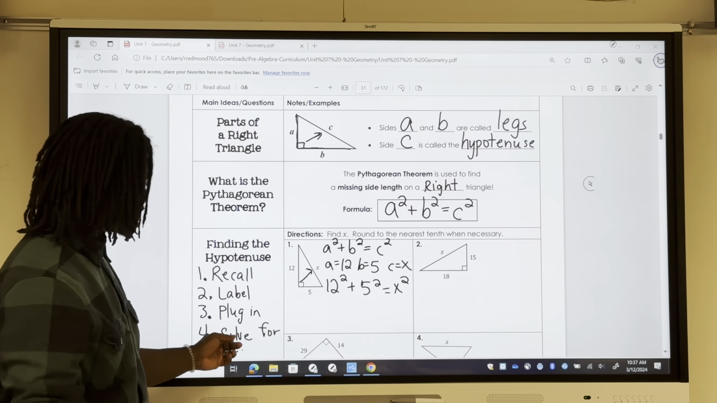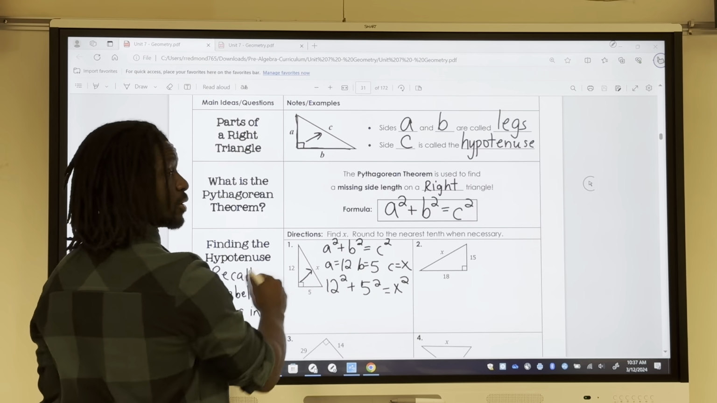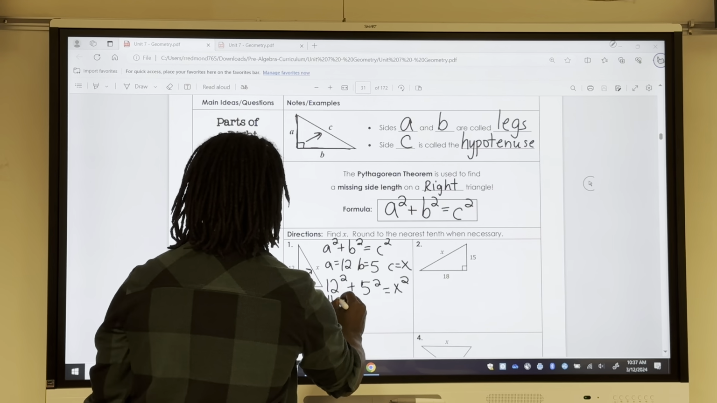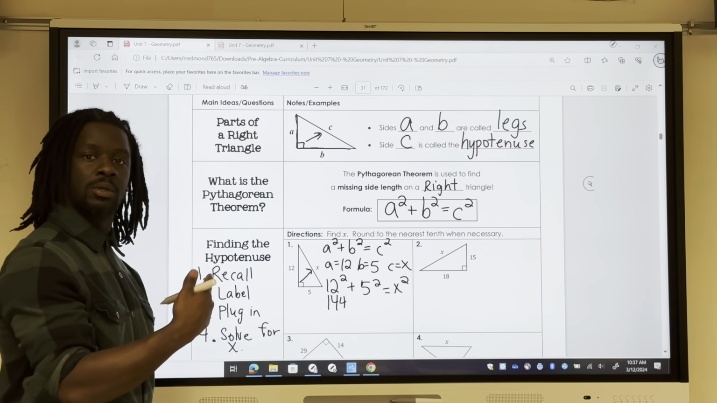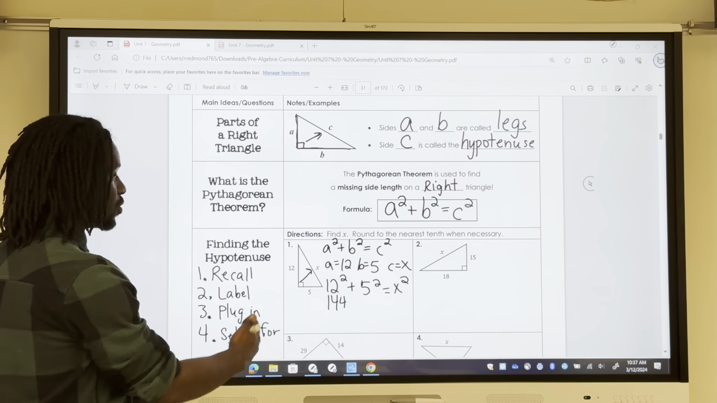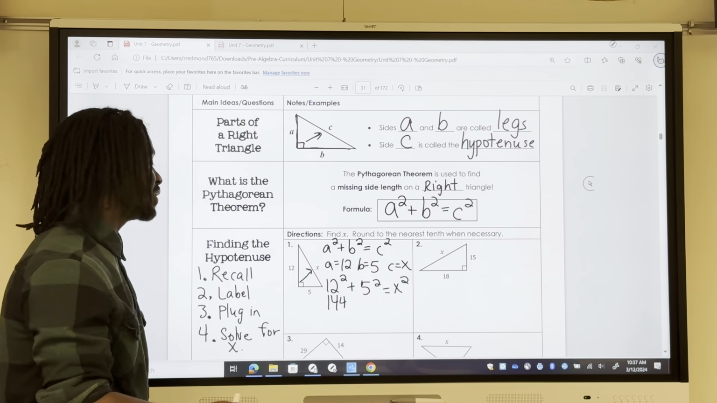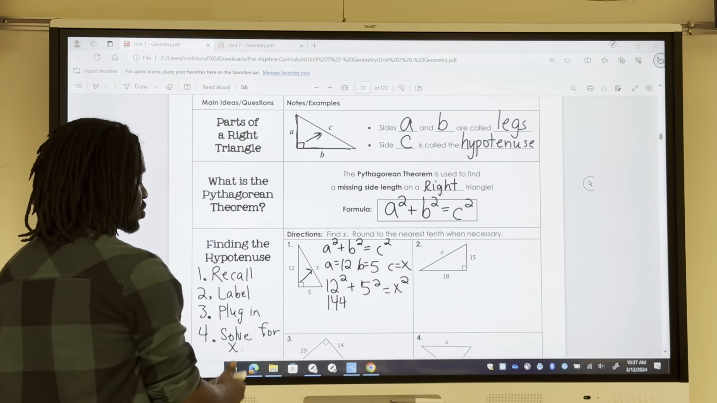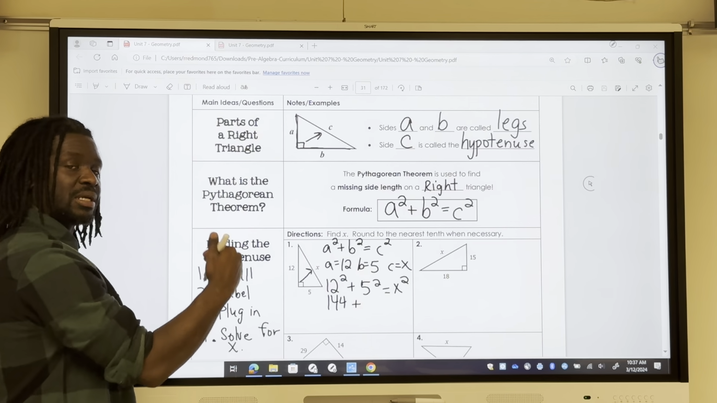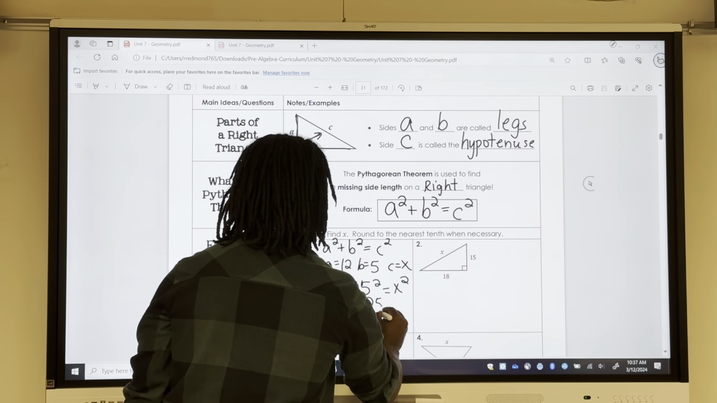Now I'm going to solve for the x. And when I solve for the x, I'm going to actually square these two numbers. So 12 squared is 144. Again, you can use your calculator if you don't know exactly what that number squared is. We're going to get to a bunch of numbers later on that you probably don't know the square of, so just use your calculator. And then 5 squared means 5 times 5, and that is 25.